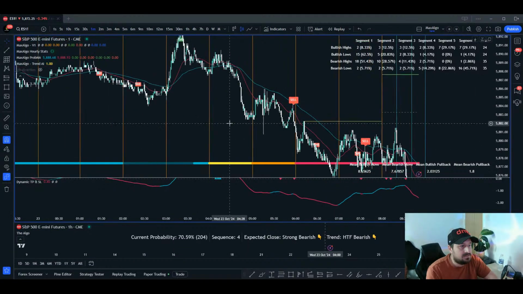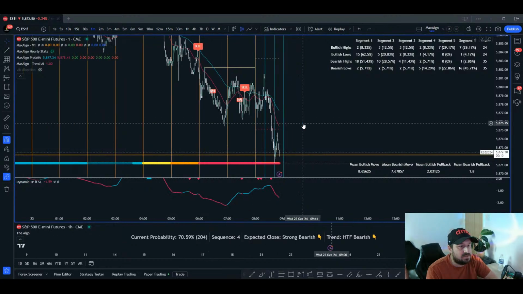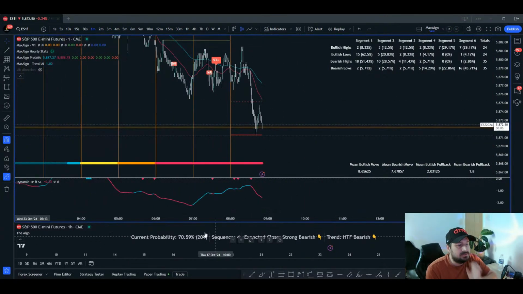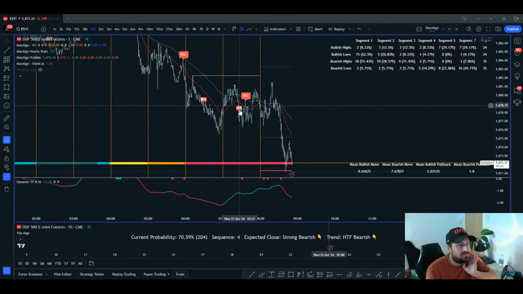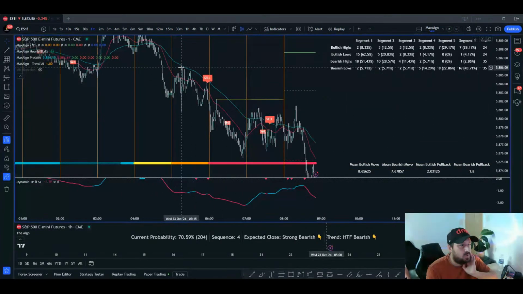So here we are in a sequence 4, right? So this hourly candle is a sequence 4. That was a sequence 3. That was a sequence 2. And that was a sequence 1.